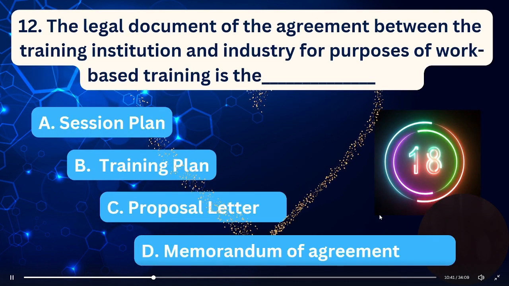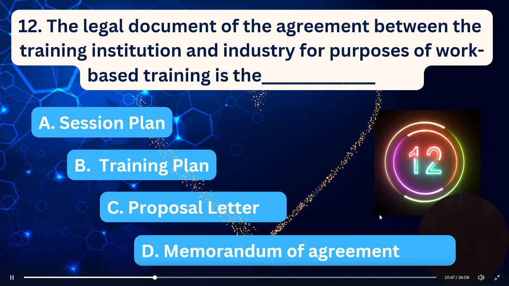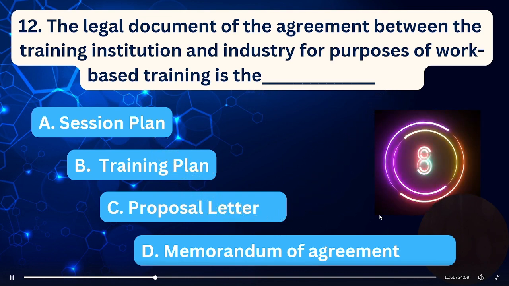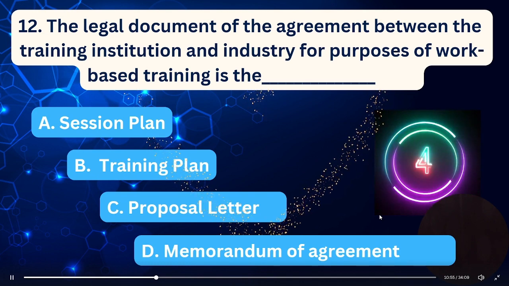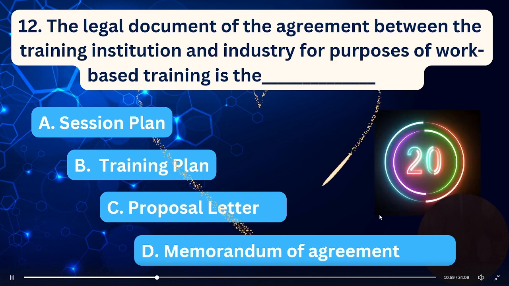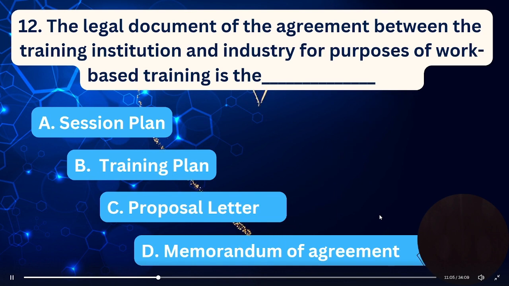The legal documents of the agreement between the training institution and industry for purposes of work-based training is the A. Session plan, B. Training plan, C. Proposal letter, D. Memorandum of Agreement. The legal documents of the agreement between the training institution and industry for purposes of work-based training is the Memorandum of Agreement.